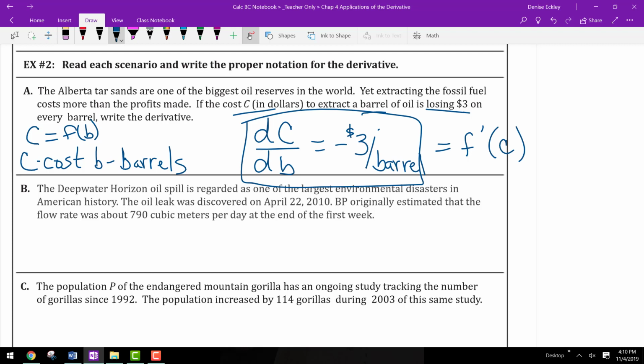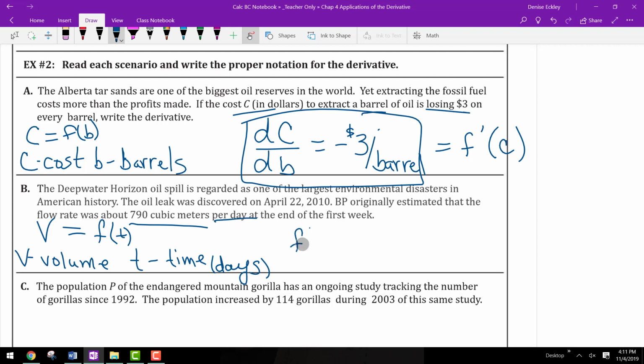So if we let our V, our volume, because this is a volume measure, so cubic meters is a volume measure. So V is going to be F of T, where V is our volume of oil, and T is our time, and this is going to be in days, because it says per day there.